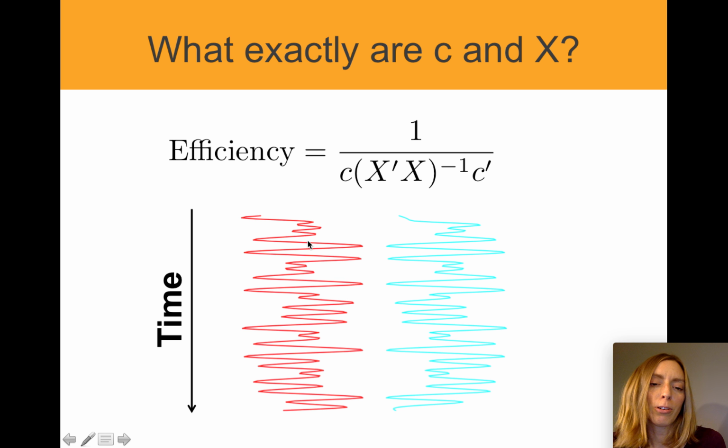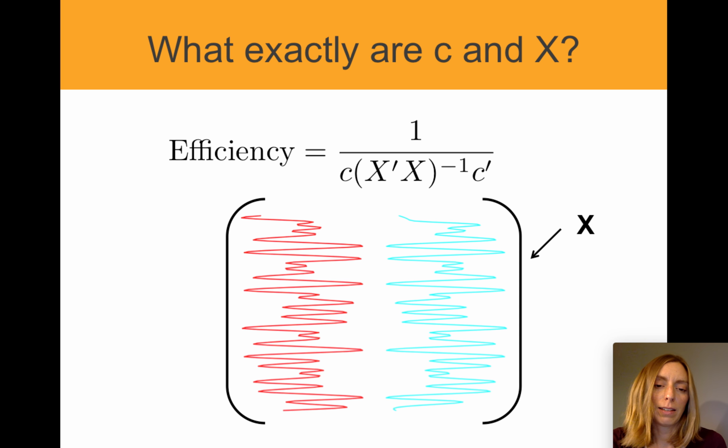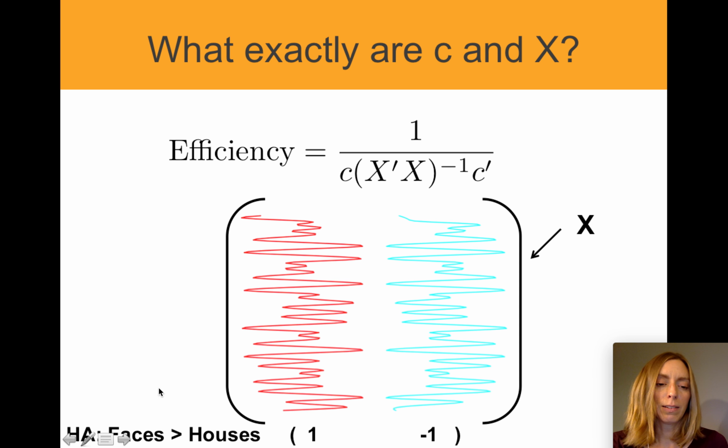So this time course that you see here is what I would expect to see in a voxel that was active to faces, and this is what I would expect to see in a voxel that was active for houses. So that is my X. And if my hypothesis, my alternative, was to find the voxels where faces is larger than houses, I would use the 1, -1 contrast. So that is my C. So hopefully that's not brand new for you. And if it is, hopefully it makes sense.